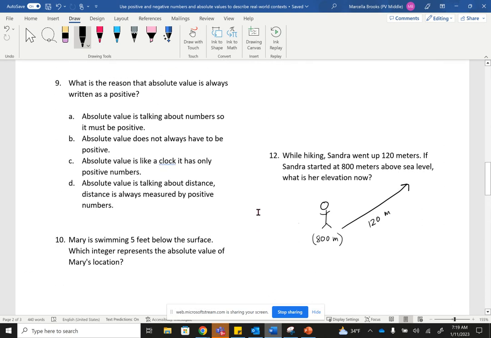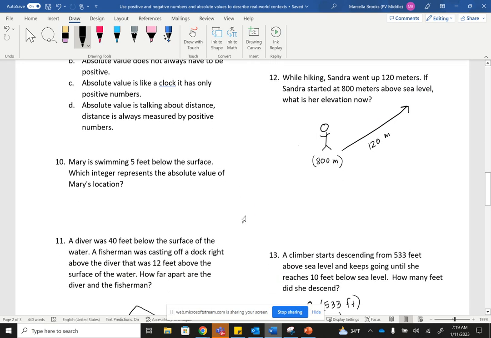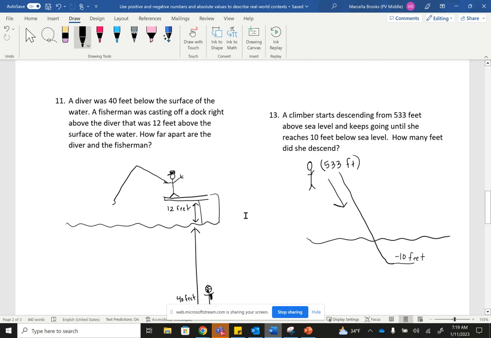Number 12. While hiking, Sandra went up 120 meters. If she started at 800 meters, what's her elevation now? So she started at 800, she went up 120. And 13. A climber starts descending. Descending means going down from 533 feet above sea level and keeps going until she reaches 10 feet below sea level. So how many feet did she descend? So she starts up here, she goes all the way down to below sea level, which is right here. So how far did she go?